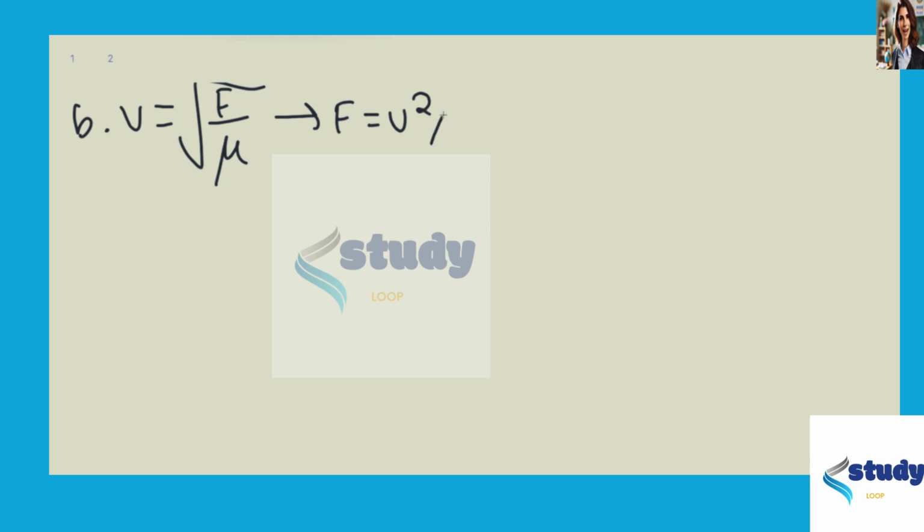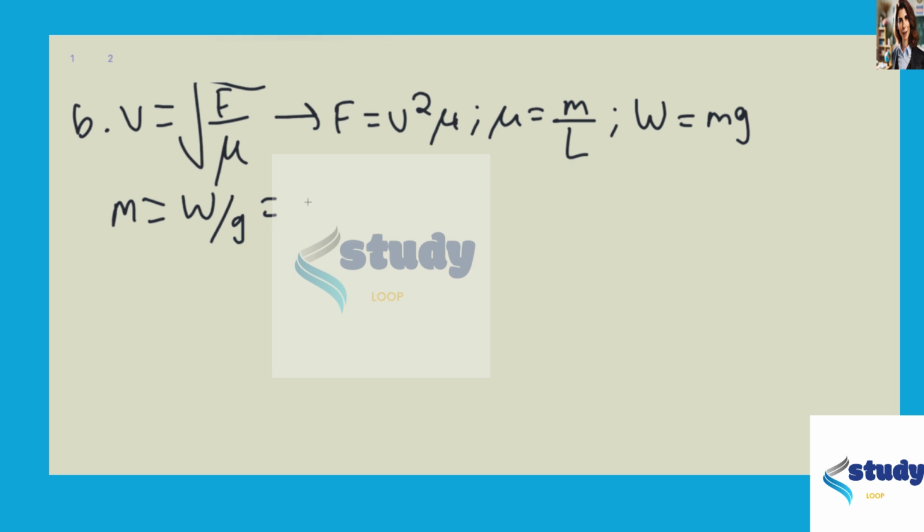We have V squared mu. And we know that mu is going to be the mass divided by the length. And we know that weight is going to be equal to the mass times the gravity. So at this point, let's try to find the mass from the weight. The mass would be the weight divided by gravity, and this is going to be our 0.0125 newtons divided by the gravity on Earth, 9.8 meters per second squared, and we find a mass of 0.00127 kilograms.